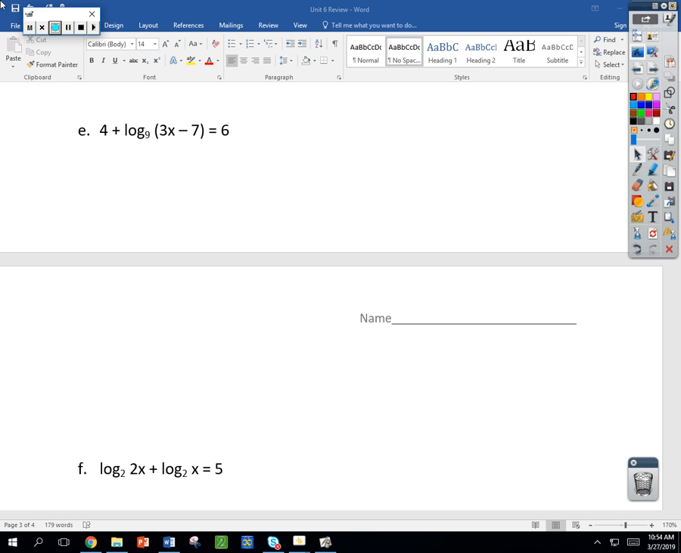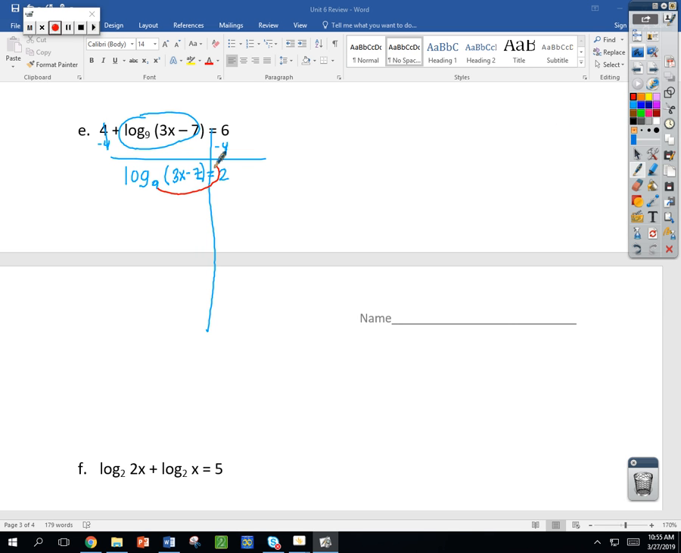So I'm going to search and find out where the x is in this one, and it is inside the log. So I'm going to try to get this whole thing by itself, which means I need to move 4 to the other side. So when I do that, I have log base 9 of 3x minus 7 equals 2. And I can't move the 7 or the 3 because it's inside the log. So I need to rewrite to get rid of the log and find the inverse.